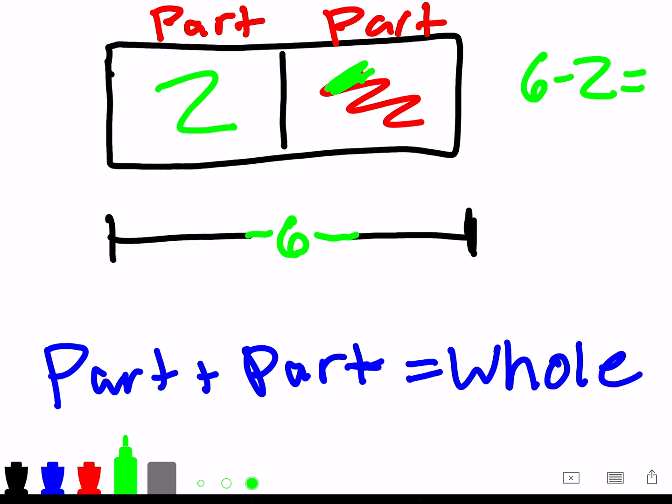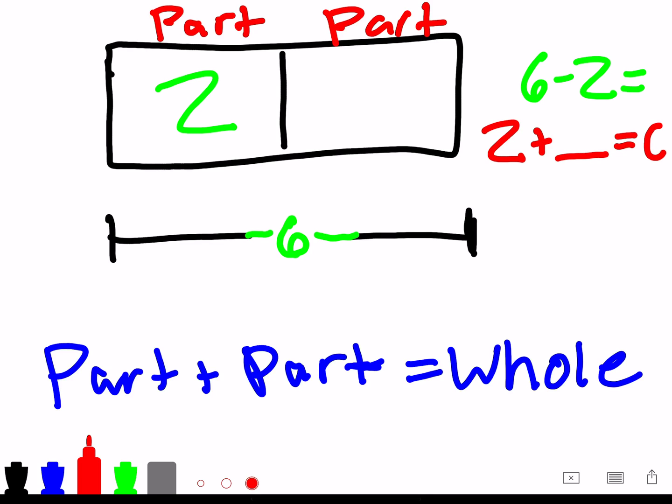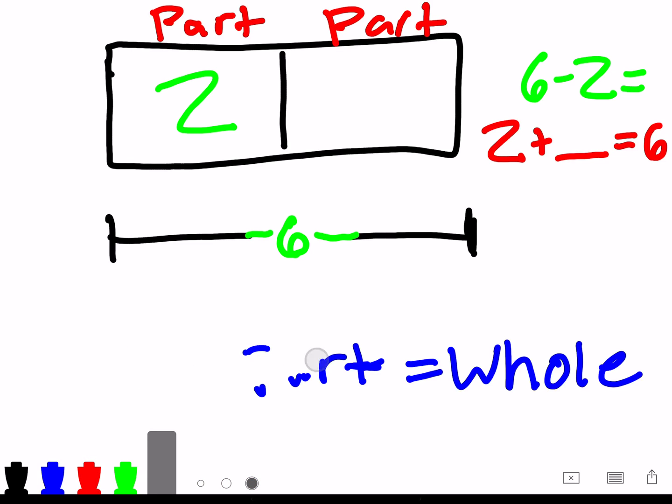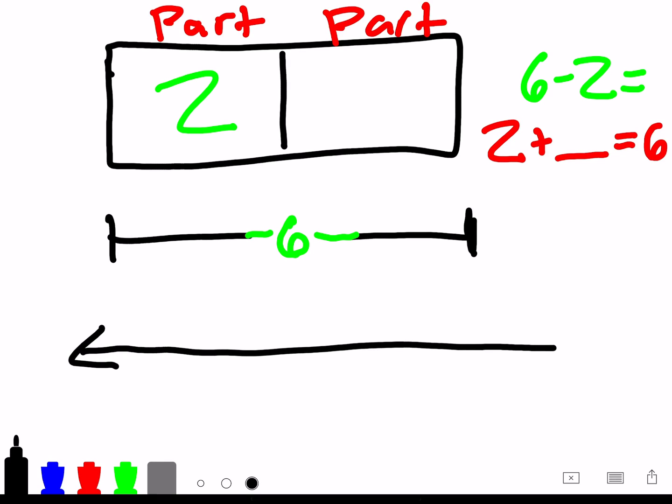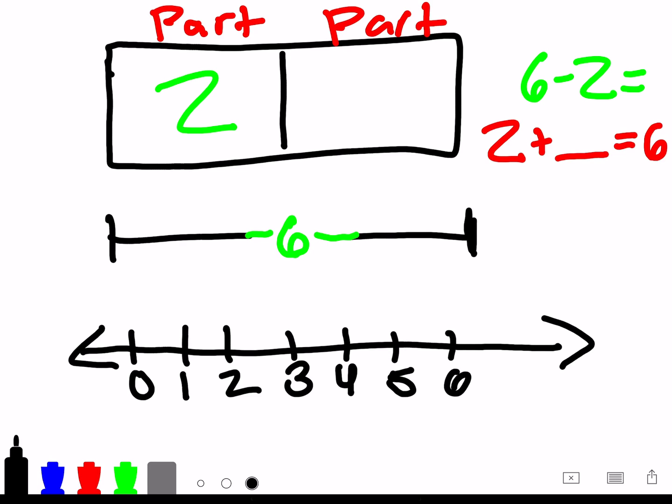So we're trying to figure out what this number is right here in the middle. You can also look at this problem as 2 plus blank equals 6. Okay, I'm going to erase this, but part plus part equals whole. So the whole is going to be the biggest number out of the 3 numbers. So if we draw our little best friend, the number line down here, you have 0, 1, 2, 3, 4, 5, and 6. I'm going to pause at 6 since 6 is the biggest number in this problem.